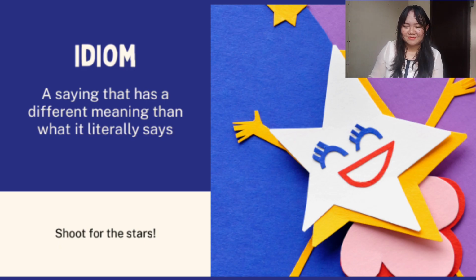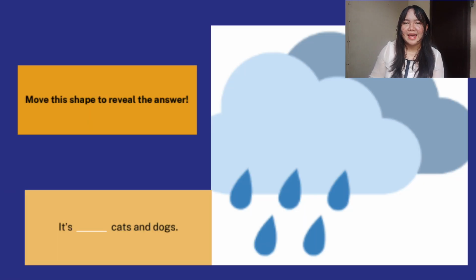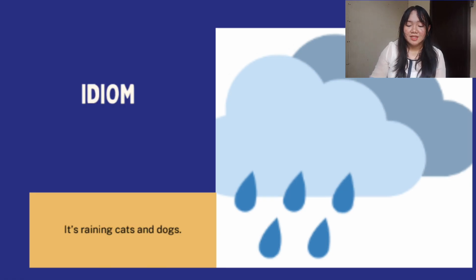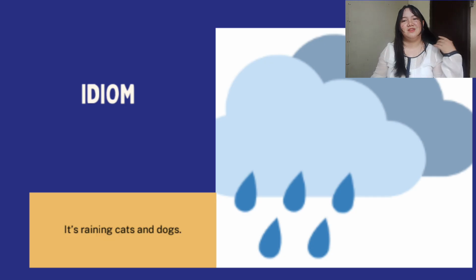Who'll guess again? It's blank cats and dogs. Yes! Okay, it is raining cats and dogs. And what figurative language is this? Yes, correct. It is idiom. It's raining cats and dogs. So now, do you understand? Do you get what are we talking about?